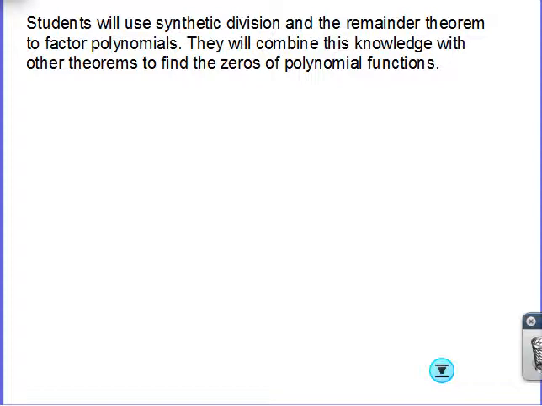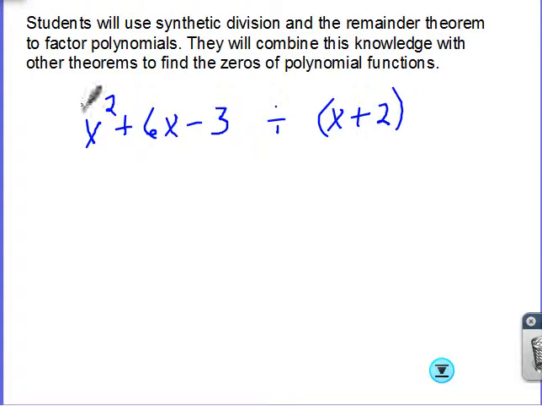Next section. Students will use synthetic division and the remainder theorem to factor polynomials. They will combine this knowledge with other theorems to find zeros of polynomial functions. We've done some of this. Okay. Reminder about synthetic division. Here's what synthetic division was used for: x squared plus 6x minus 3 divided by x plus 2. It's just a basic synthetic division problem to remind you.